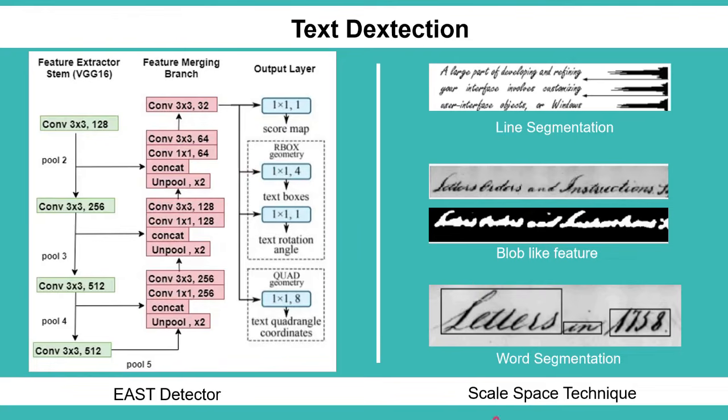The scale-space technique is an image processing technique. It has three main steps. The first step is line segmentation, where we can remove the horizontal or vertical lines of the paper. The second is making the blob-like features right here with a Gaussian filter and blurring. And finally, we use criteria like the width-height ratio or area to segment the words.